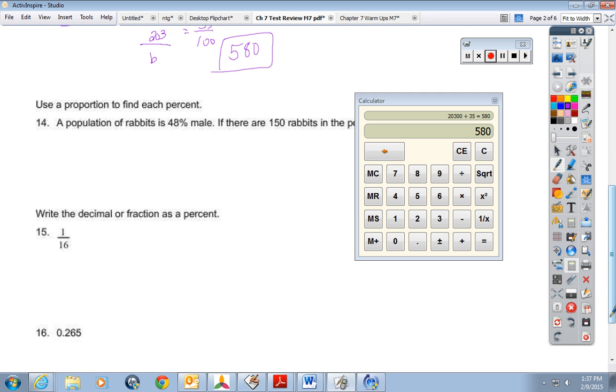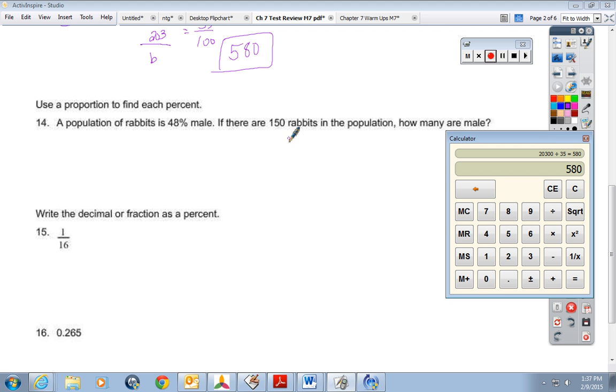And then, same thing here. A over B is P over 100. We know P, it's 48. And now we've got to figure out, is 150 the total or is it the part?